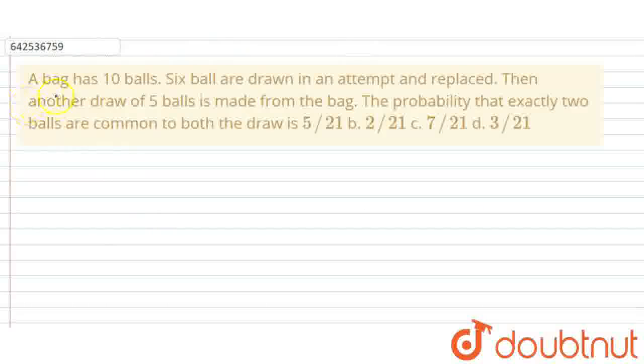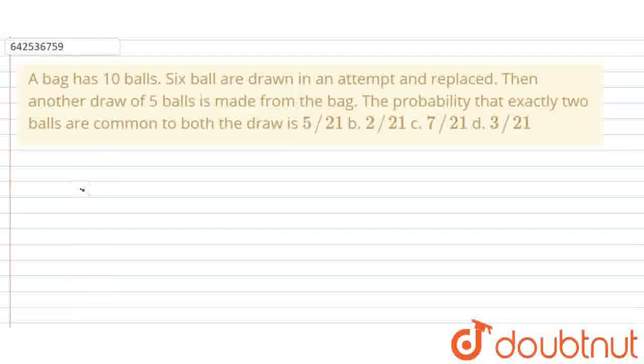Hello students, today's question is: a bag has 10 balls. 6 balls are drawn at random and replaced. Then another draw of 5 balls is made from the bag. The probability that exactly 2 balls are common to both draws, you have to find the value. Okay, so let's move to the answer.